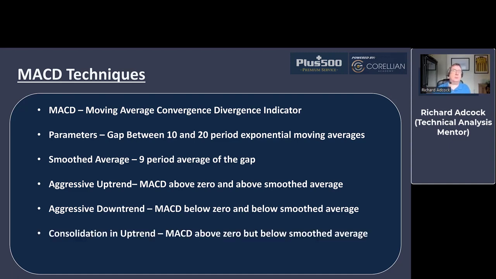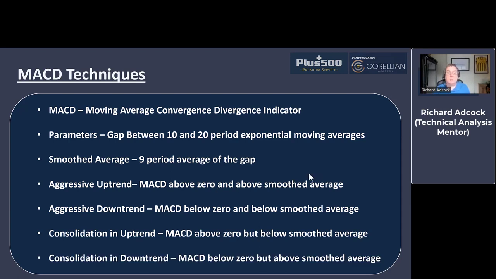Now, the third type of signal that I use from the MACD is a consolidation within an uptrend. And this is where the MACD is above zero, but the gap between the two moving averages has decreased. So the MACD line has turned down, and we've seen it break below its moving average. So the MACD above zero, but below its moving average, reflects not a downtrend, but a consolidation within the ongoing uptrend. And it's only when we start to see a cross below the zero line that the uptrend will develop into a more aggressive downtrend signal.